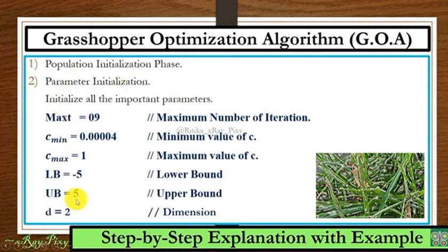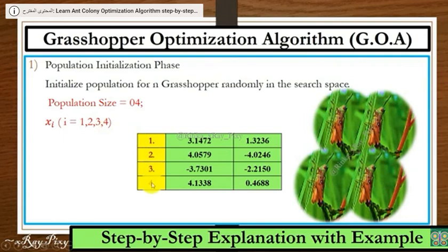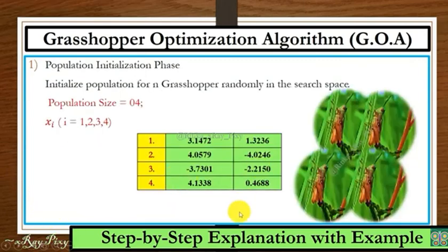First, we will initialize all the important parameters. Here, for maximum iteration we are using 9. This is the value for C minimum, C maximum. Lower bound is -5, upper bound is 5, dimension is 2. Here you can see the initial population size is 4, so we will use 4 grasshoppers. You can see the value for i is now 1 to 4, as we have 4 grasshoppers in the current population, and the dimension is 2, 1, 2.